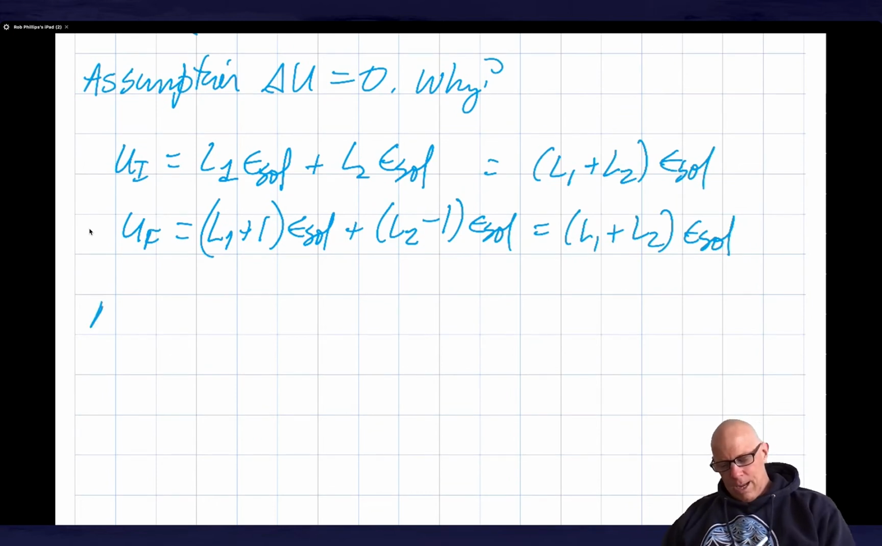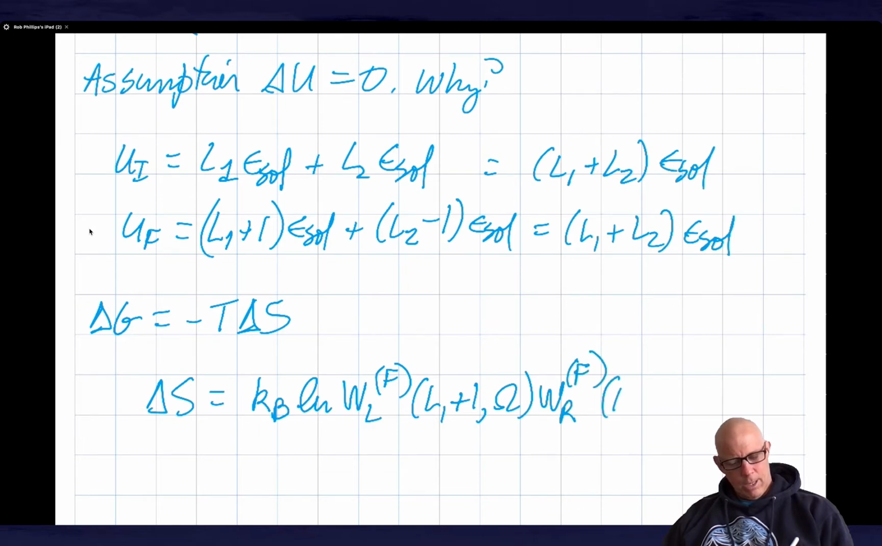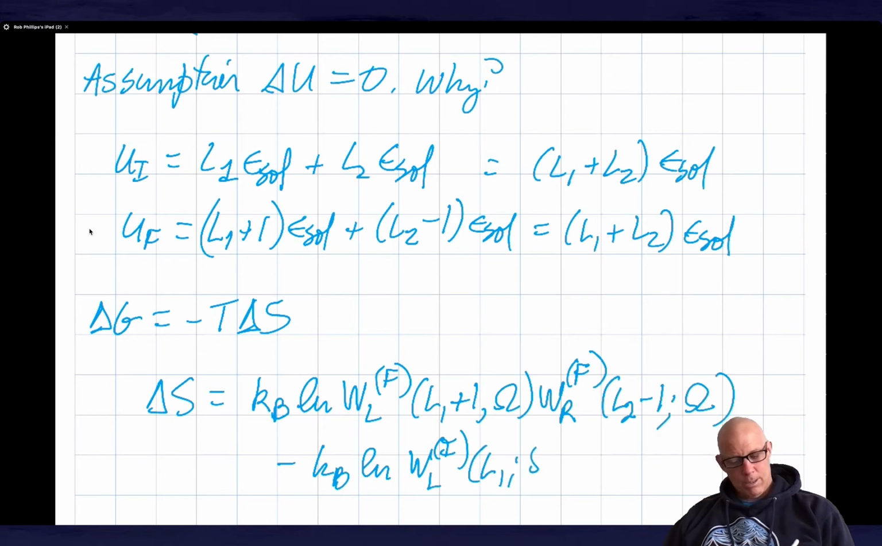So effectively, everything comes down to reckoning the change in the entropy. The change in the entropy is going to be equal to KB times the log of W left final, where there are L1 plus 1 particles on the left side, and W right final, where there are L2 minus 1 particles on the right side. And then I subtract from that KB log of W left initial, for which there were L1 particles, and W right initial, when there were L2 particles.